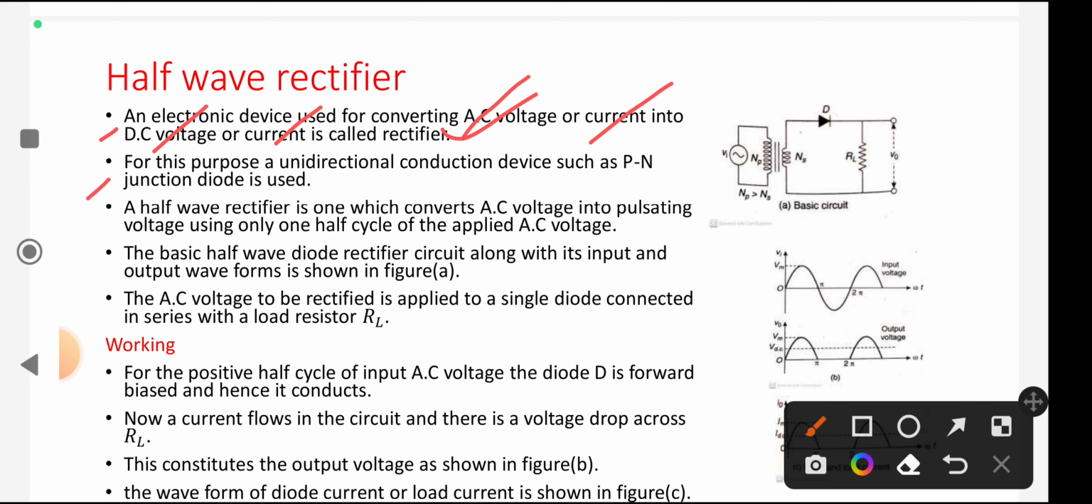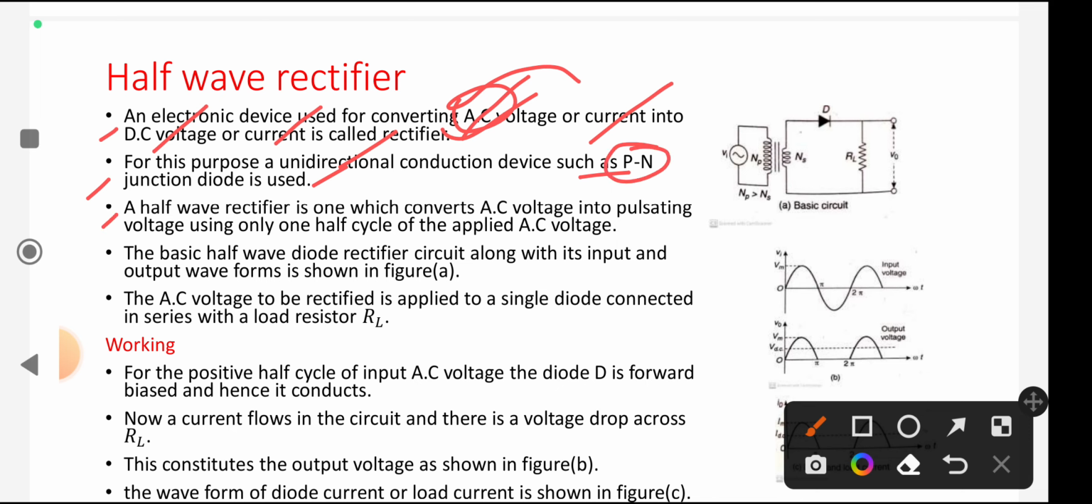Next, for this purpose, a unidirectional conduction device such as a PN junction diode is used. So to convert the AC into DC, what do we have to use? We have to use a PN junction diode.